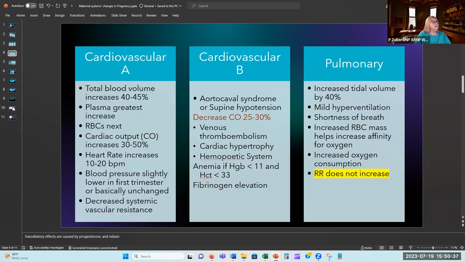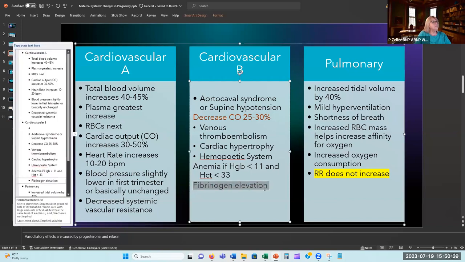The fibrinogen is the coagulation system. That's what makes clots. So that system is more active. It has more protein in that area.